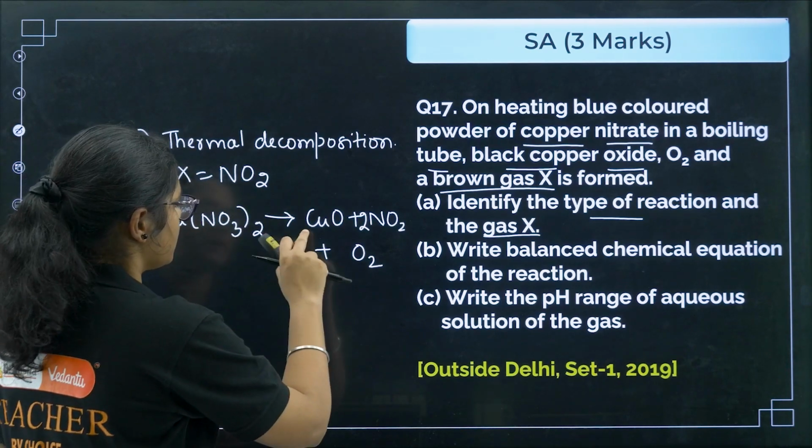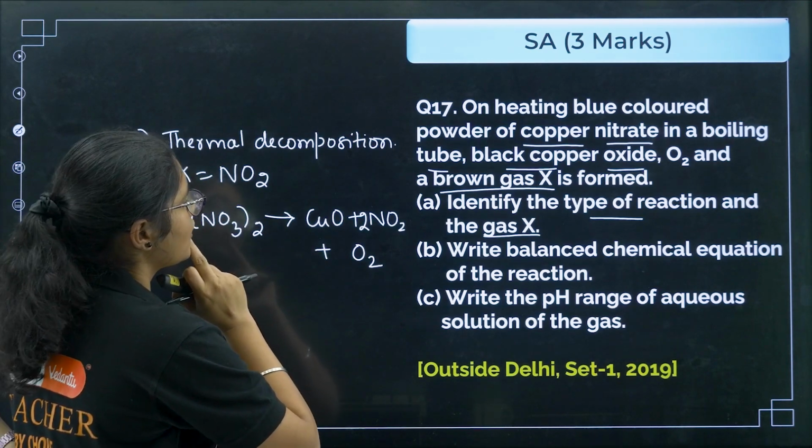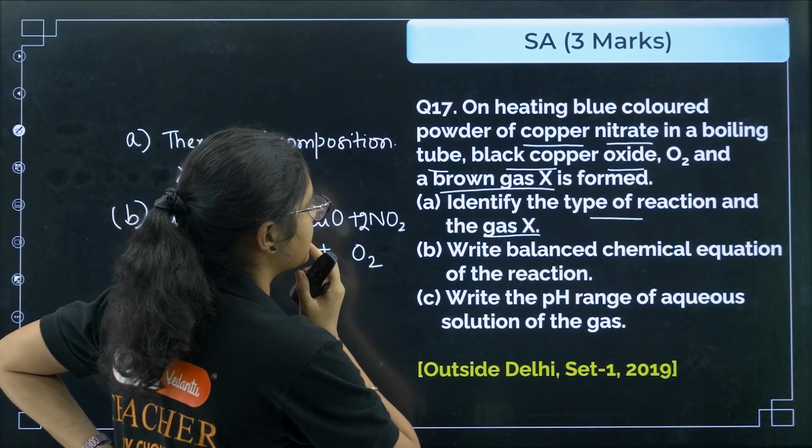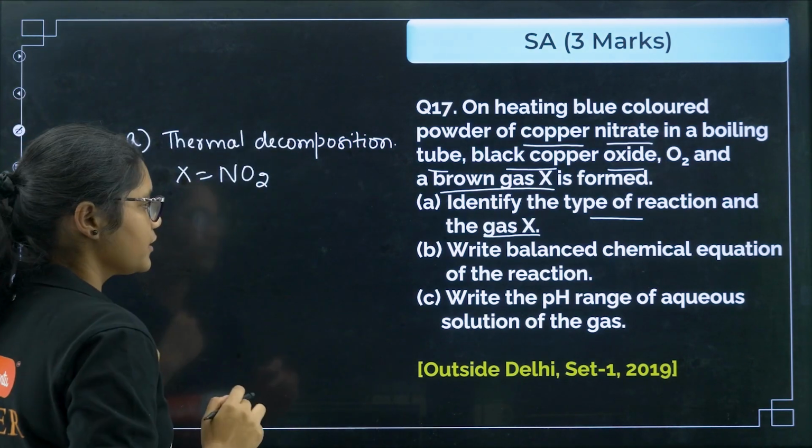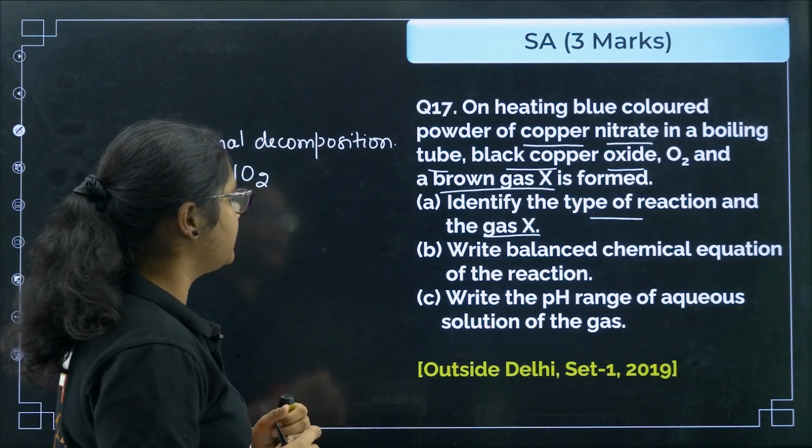Copper nitrate gives you copper oxide. Copper oxide formula, black color copper oxide. Now let us see question number B here.